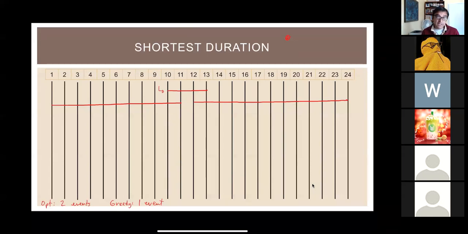So this was a very reasonable sounding greedy strategy, but it's not optimal. And the way we see it's not optimal is by constructing a counterexample.